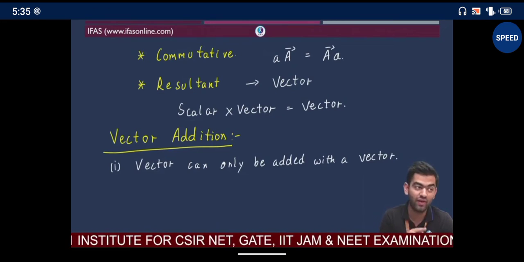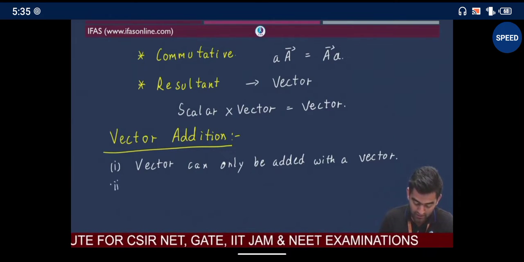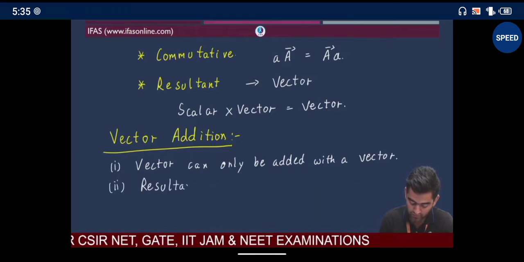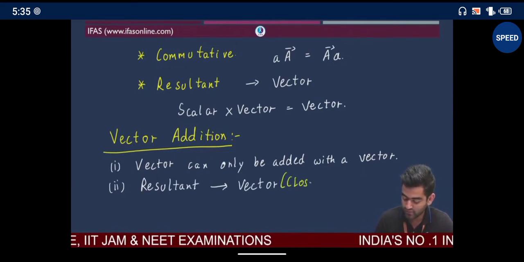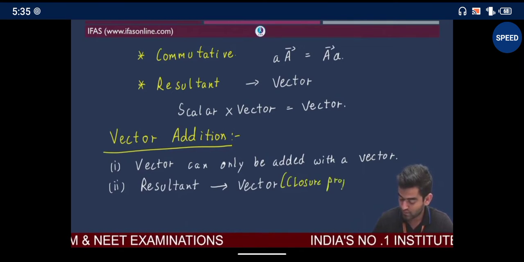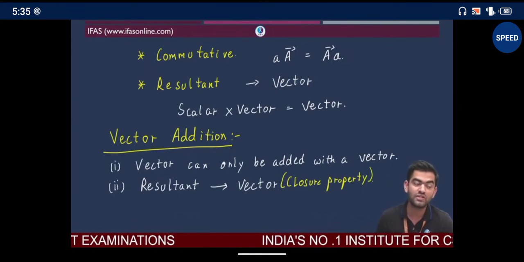The vector can only be added to a vector. It cannot be added with any scalar. And the second property is that the resultant is always going to be a vector, which in this case we address as the closure property.